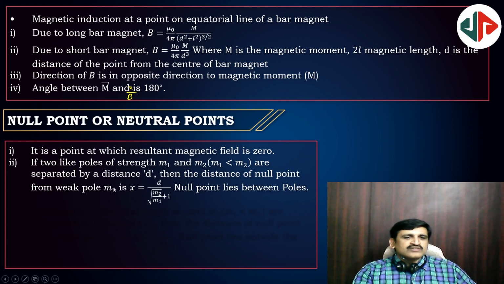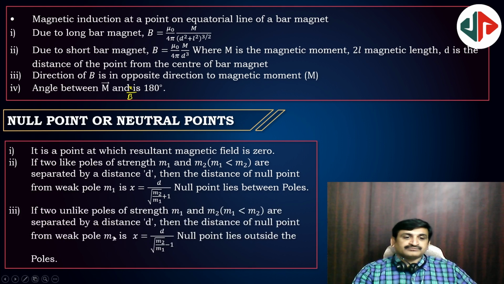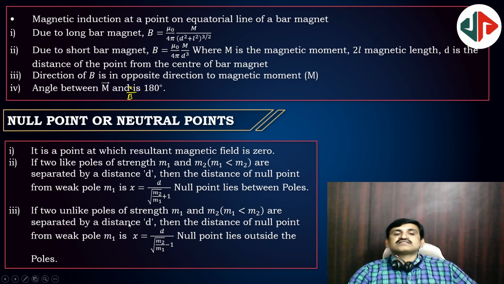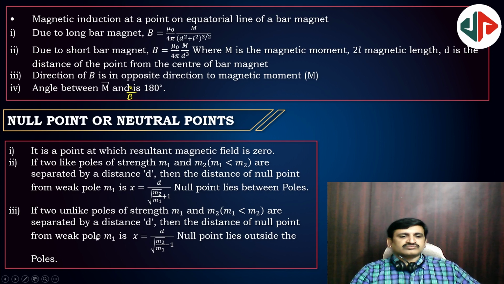If two like poles of strength M1 and M2 are separated by distance d, then the distance of the null point from the weak pole M1 is x is equal to d by (square root of M2 by M1, plus 1). Null point lies between the poles. If two unlike poles of strength M1, M2, then the null point is given by x is equal to d by (square root of M2 by M1, minus 1). Root is up to only M2 by M1. The plus or minus 1 is outside the root.